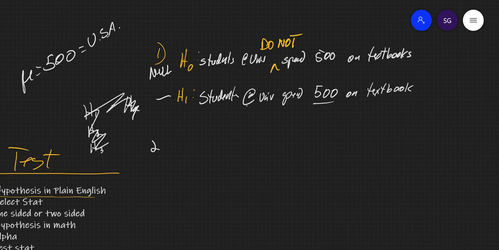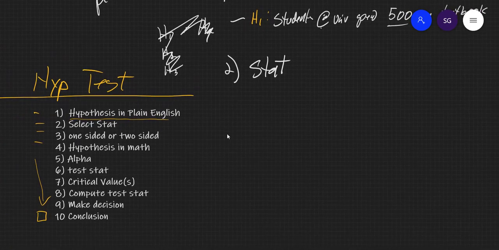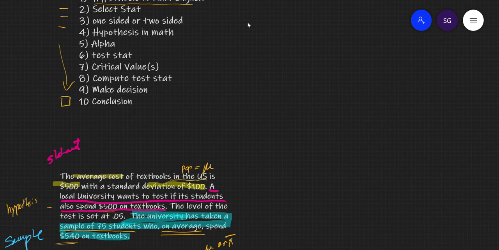Number 2 is over here. Select a statistic. What stat am I going to use? This can be confusing because you don't know if I'm asking for mu or z or whatever. What I'm asking for is which one am I going to compare? Which one am I going to use? Which one am I going to look at? I'm going to look at mu.